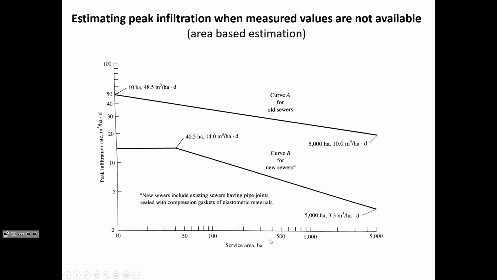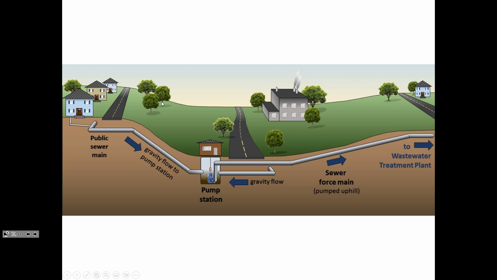In this figure, to estimate the amount of infiltration that you'd have, you'd simply look at the service area, meaning the watershed upstream of a certain point, the amount of land area that's being drained to a certain point. Then you would go to either the old sewer or new sewer graph, and then to the left side, this would be the peak infiltration rate. And we size these pipes to handle the peak flows, and not just the average daily flow. You want it to be large enough that the pipe isn't being overburdened.